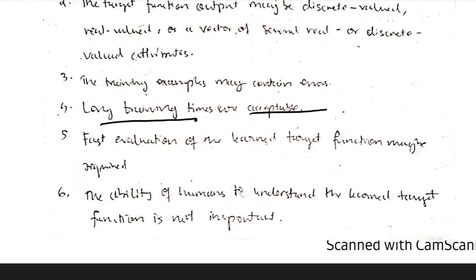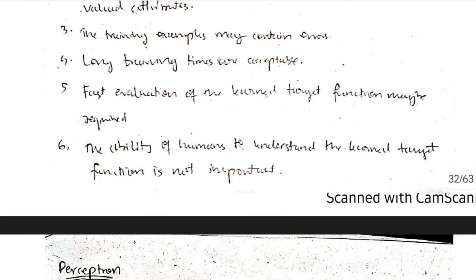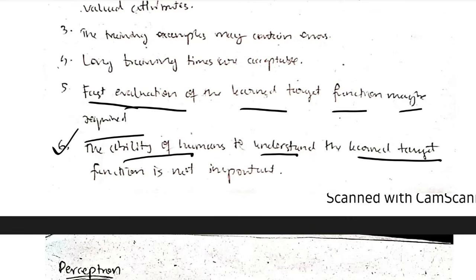Long training times are acceptable. In neural network, it takes a long amount of time. It's acceptable. If there is a problem in which you are ready to give more time for, you can go for these neural networks. Okay, fast evaluation of the learned function may be required in some cases. At that time, you can go with the neural network.